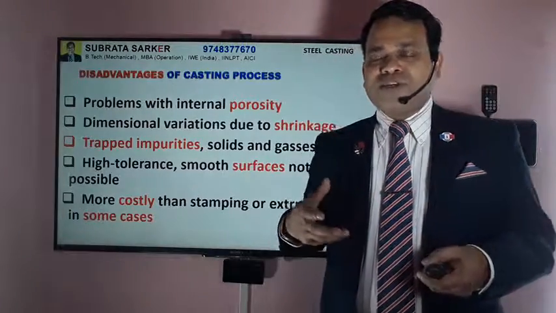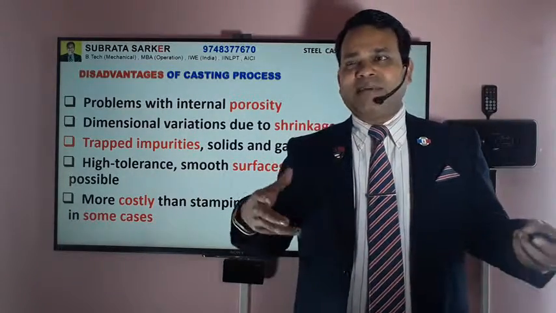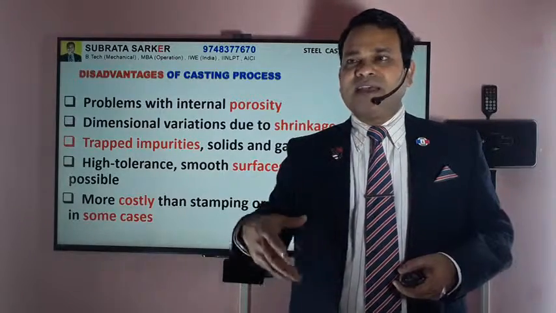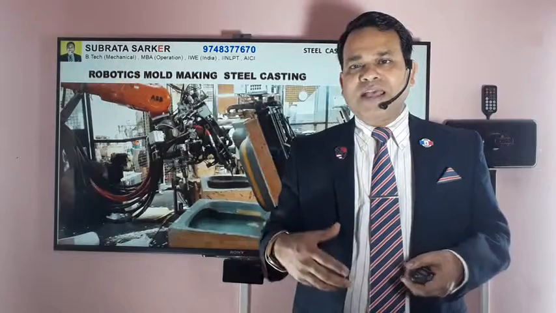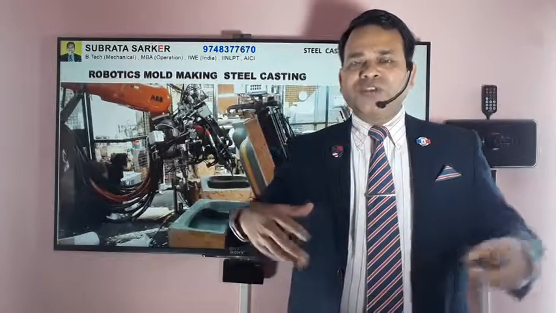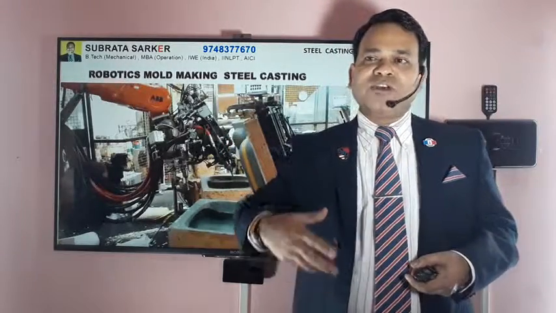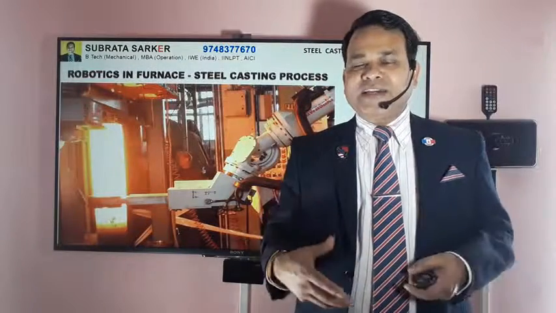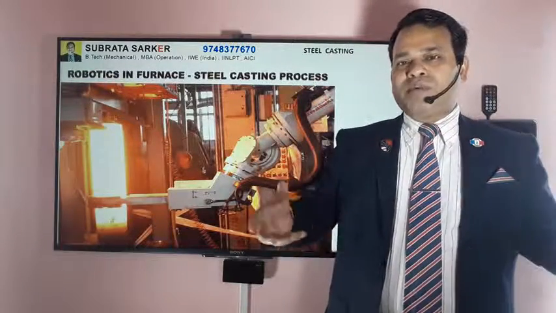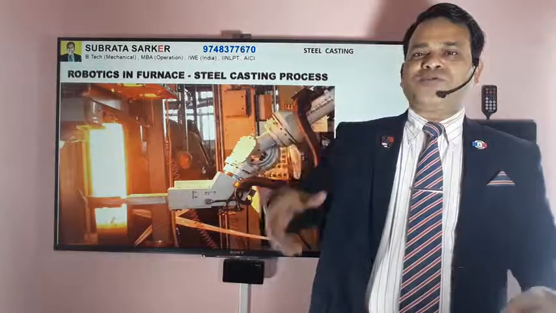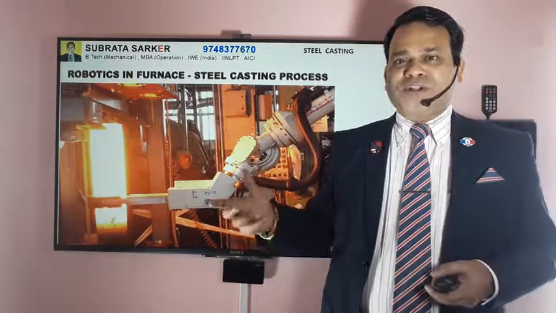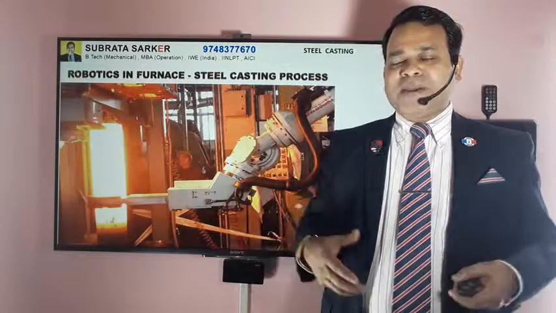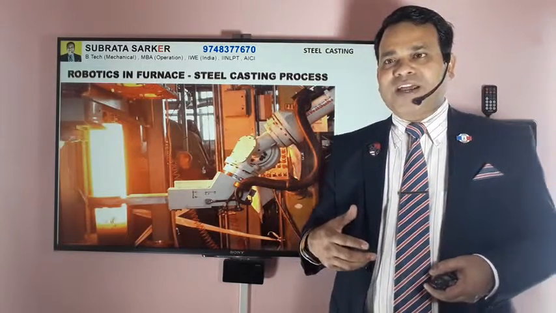And nowadays robotics and automation are available in all processes. You can see in this picture that molding is also done by robotics, and also the steel furnace handling when the molten metal is ready. The door opens and the furnace is inclined to pour the material into the ladle. So all these robotic handling systems are available and are being implemented in big and sophisticated steel casting factories.